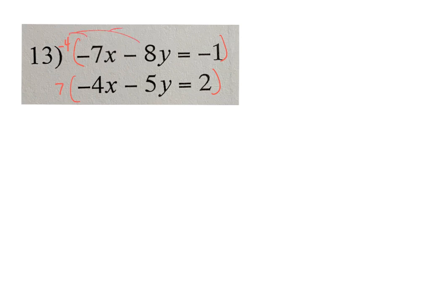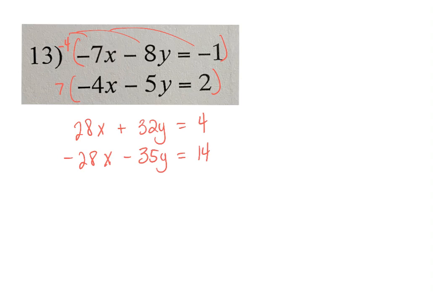So if we multiply all the way through, we'll get 28x plus 32y equals positive 4. We have to multiply everything by negative 4. For the bottom one, 7 and negative 4 gives me the negative 28. 7 and negative 5 give me a negative 35. And 7 and 2 give me a positive 14. Positive 14. Now I have something that will eliminate and I can add.